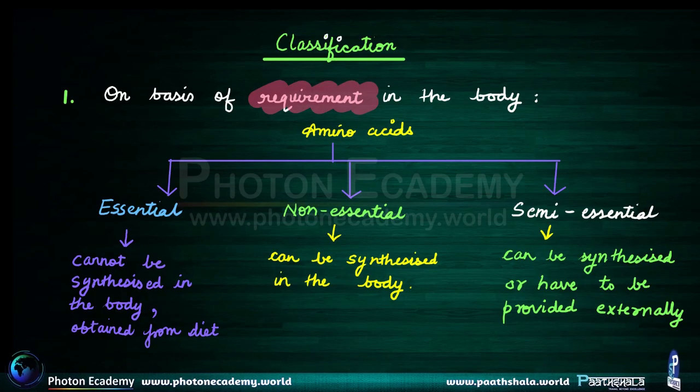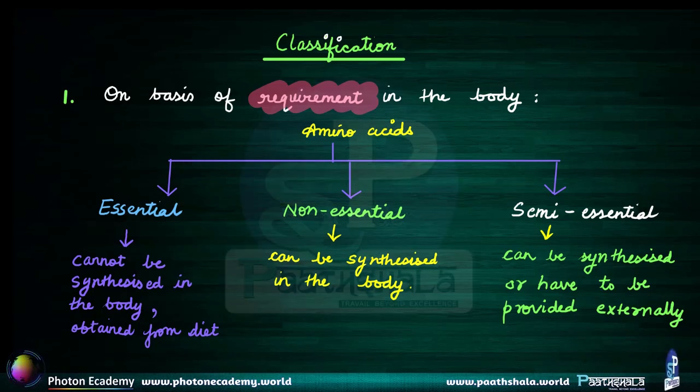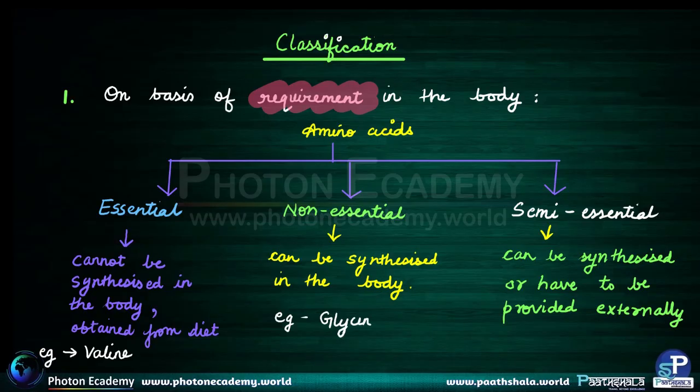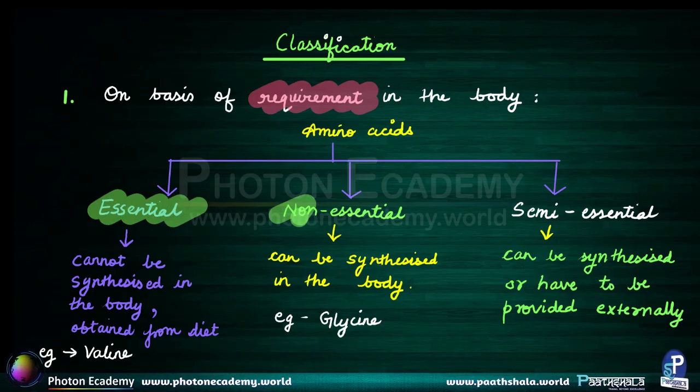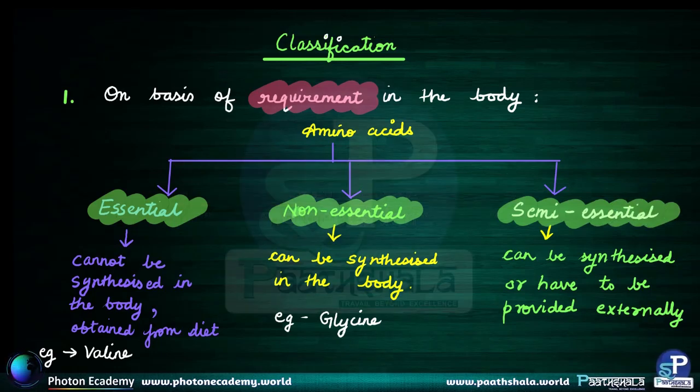Now, if I have to give one example of each: the 20 amino acids are divided into these categories, and an example of essential is valine, and an example of non-essential is glycine. So these are the three categories which arise when we divide the amino acids on the basis of requirement in the body. This is the first classification of amino acids.